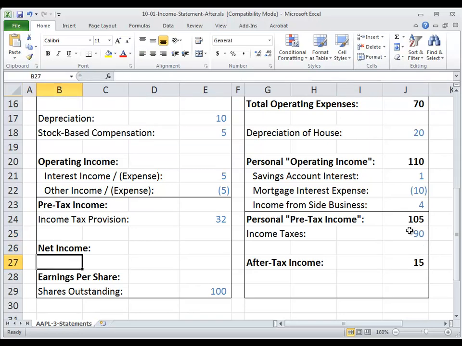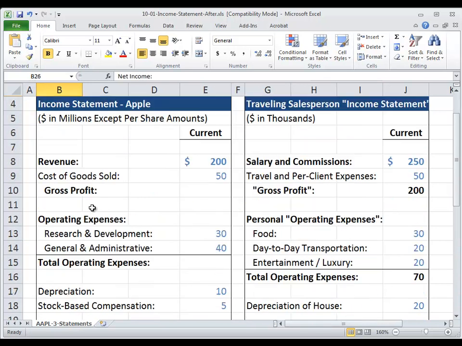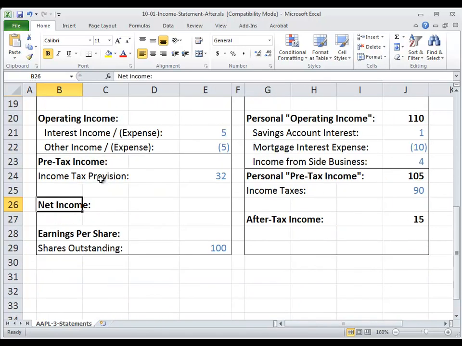Now, over here on our company's income statement, Apple here, it's pretty similar. The net income here would simply be the pre-tax income minus the income tax provision, and that's what gets us to that. And then we have one additional line item here, earnings per share. That is simply the net income divided by the shares outstanding.